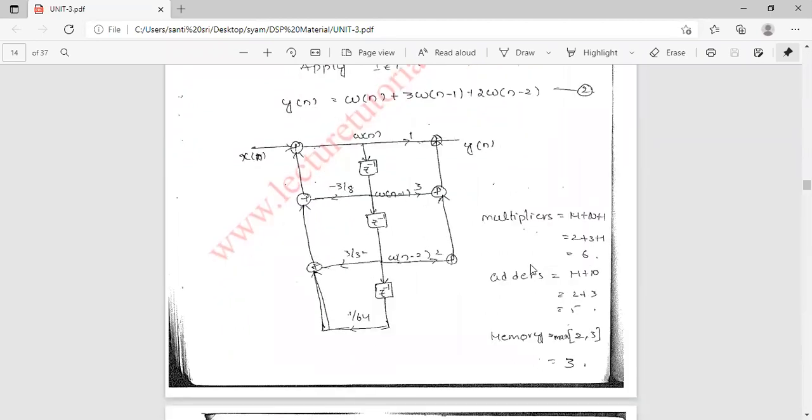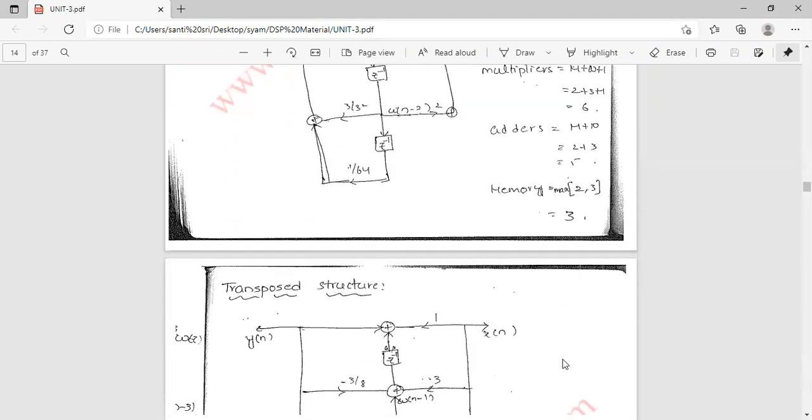The multipliers are m plus n plus 1, so that is 6. The adders are 1, 2, 3, 4, 5, so 5 adders are there. And memory locations are the maximum of 2 and 3, that is 3.